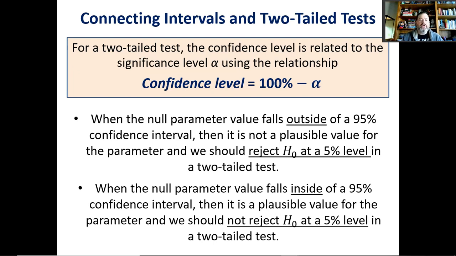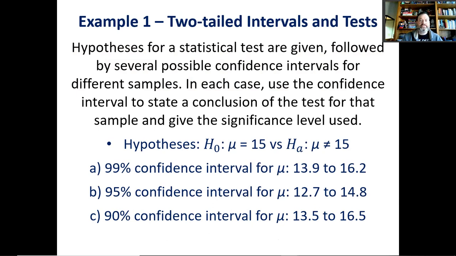So when the null parameter value falls outside of a 95% confidence interval, then it is not a plausible value for the parameter, and we should reject the null at a 5% level in a two-tailed test. When the null parameter value falls inside a 95% confidence interval, then it is a plausible value for the parameter, and we should not reject the null at a 5% level in a two-tailed test. So what does that mean? Well, let's see on the next slide exactly what that means.